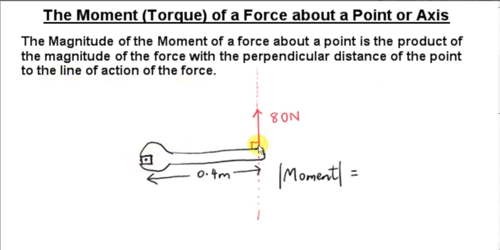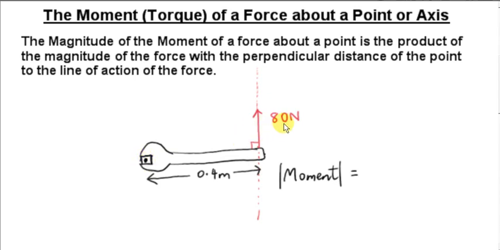Okay, so we want the magnitude of the moment of this 80 Newton force about this point here. Now we could also think of an axis perpendicular to the screen or the page passing through this point. In later videos we will discuss the moment of a force, not just about a point, but also about an axis. In our case, since the problem is in the plane of the screen, the axis would be perpendicular to the screen. It goes into or out of the screen.